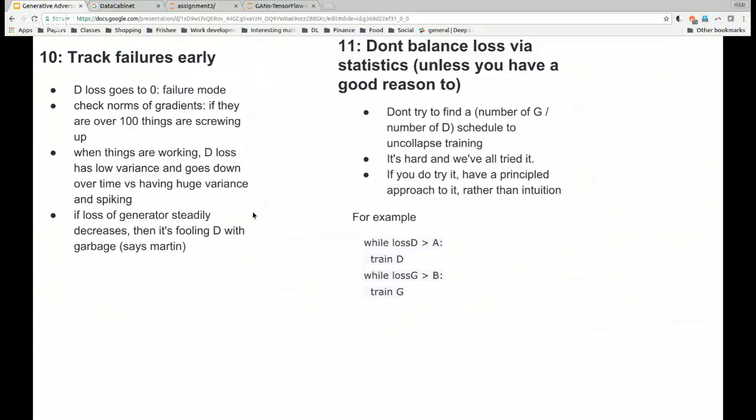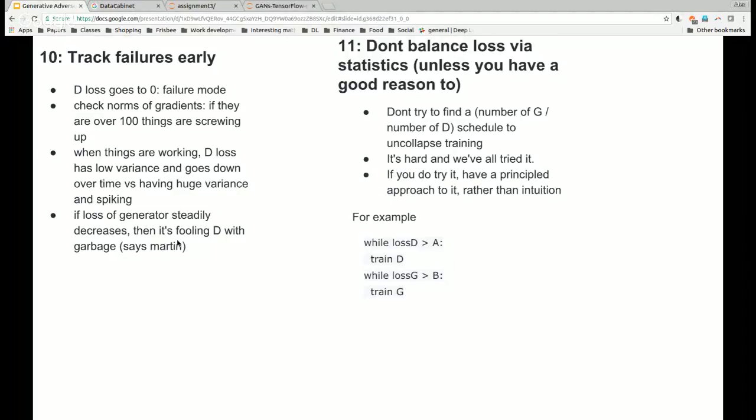And this is also true in deep learning. When you do deep learning optimization, you're supposed to take the ratio of the inputs with the size of the gradients. I think it's supposed to be like 100 to 1 or something like that. When things are working, there should be low variance for the discriminator loss. If it's oscillating a lot, then it's probably switching between modes. And finally, if the generator loss steadily decreases, it may be learning to fool the discriminator with random noise instead of actual good images.